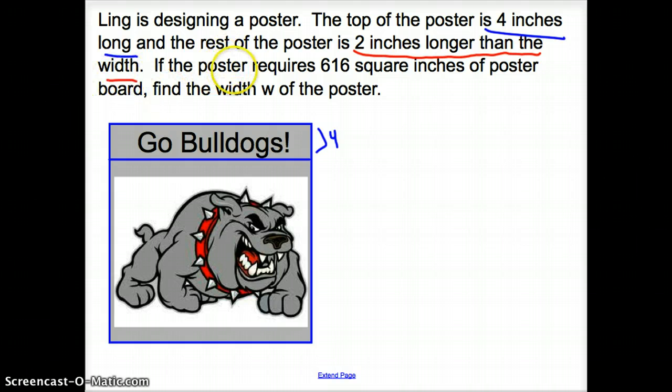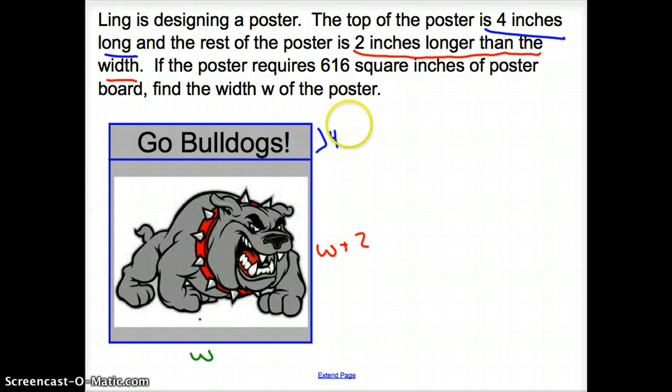What does that mean? Well, this is the side that they're talking about. It's 2 inches longer than the width. Well, let's say the width is W. How can you represent 2 inches longer? Well, how about plus 2? Now, it says if the poster requires 616 square inches of poster board, find the width of the poster. Okay, so we are asked to find this guy. And what is this guy? That guy is the width, right? So I'm just going to leave it W.